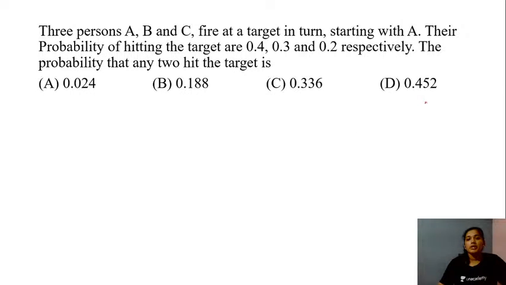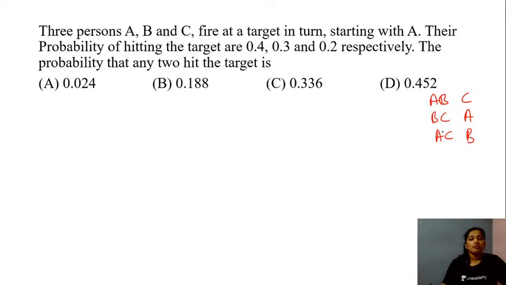Okay, this could be that A and B succeed in hitting the target wherein C fails. So here in this case we will be considering the probability of A and B and the probability of the complement of C, that is C not being able to do it. Similarly, you could have B and C doing it and not A, or you could have A and C hitting the target and B failing to hit the target.